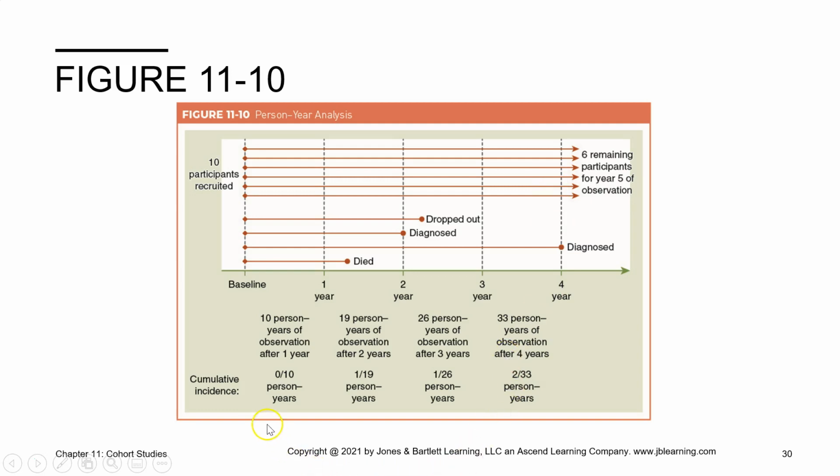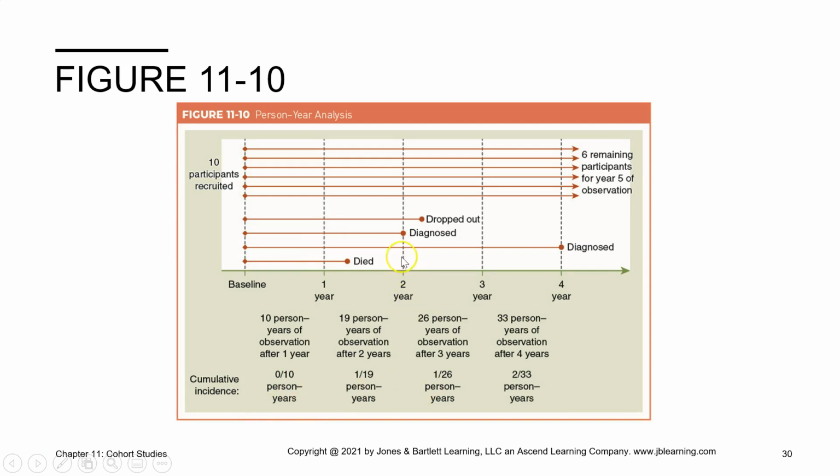Here, all of these are people. We have 10 participants recruited here: 1, 2, 3, 4, 5, 6 at the top, 1, 2, 3, 4 at the bottom. Those are our 10 people. At 1 year, we see how many people are still there: 1, 2, 3, 4, 5, 6, 7, 8, 9, 10. They're all still there. So our cumulative incidence is 0 over 10 person years.